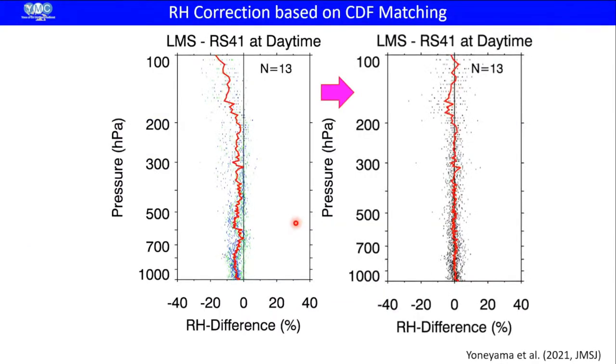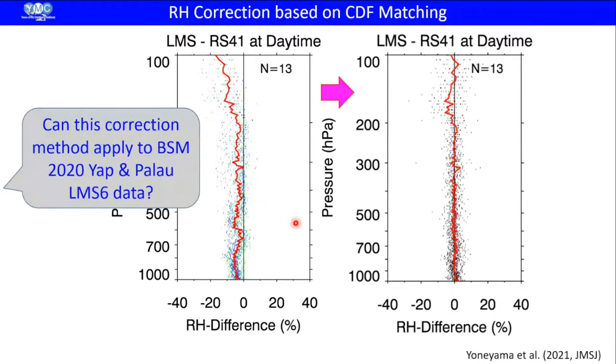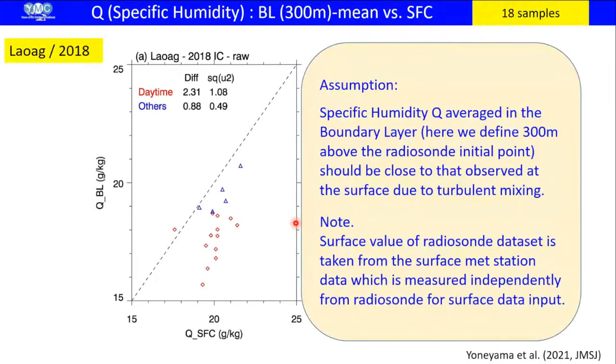So applying this correction value, of course, we obtain the correct value, or at least similar values between the Lockheed Martin and bisexual. But we wonder, can this correction method be applied to the BSM 2020 at YARP or Palau? So we obtained only the latest sounding data, but how can we confirm whether they have a dry bias or not?